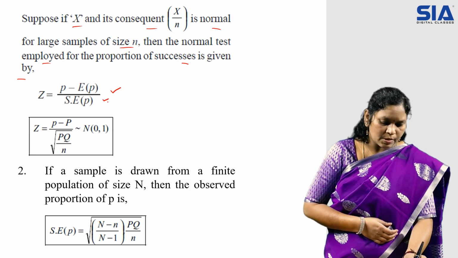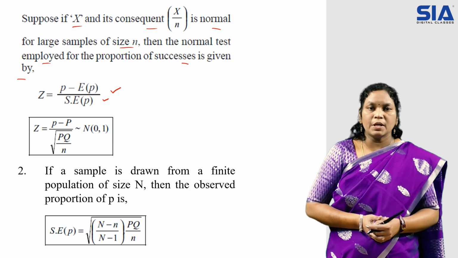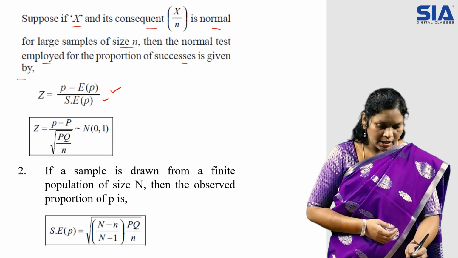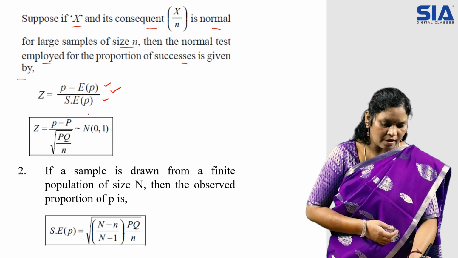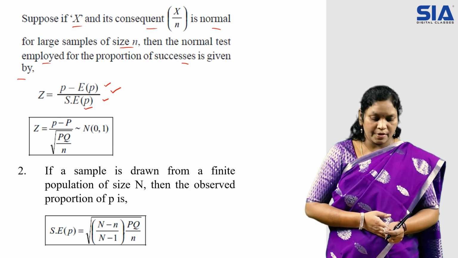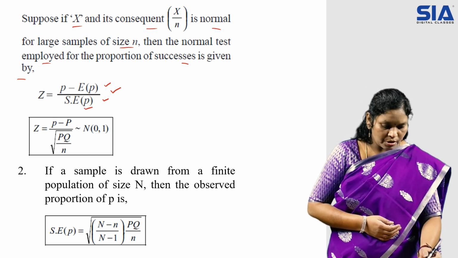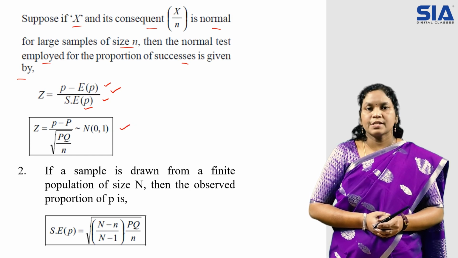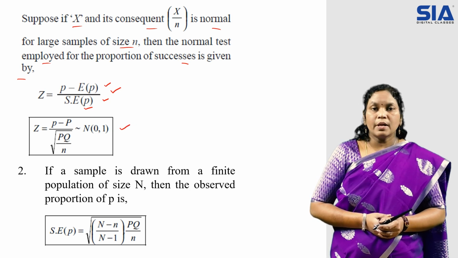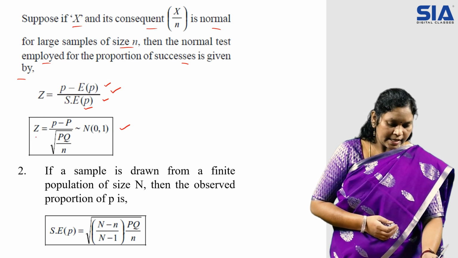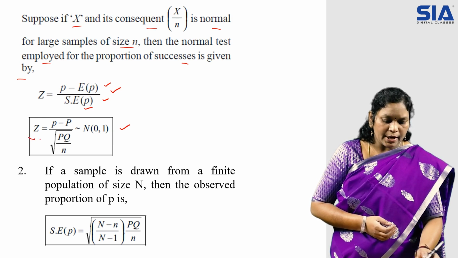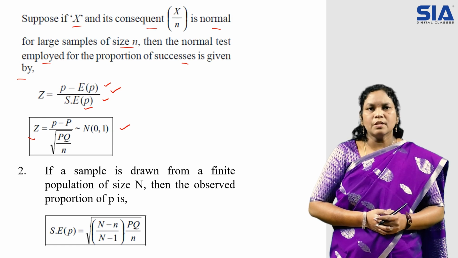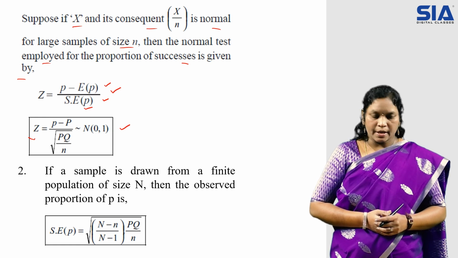z is equal to small p minus expectation of P, divided by standard error of P, where small p is the sample proportion. Now I have got expectation of P already and the standard error of P also. So take those values and substitute here. That becomes our formula, what we discussed earlier, the same formula we got here. So z is equal to small p minus capital P by root over pq by n, which comes from the normal distribution with 0, 1 parameters.